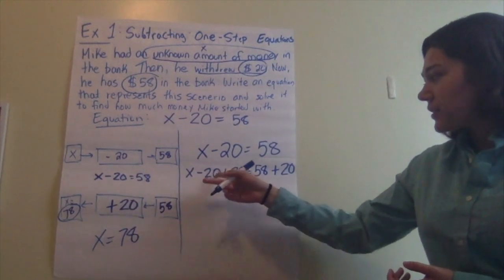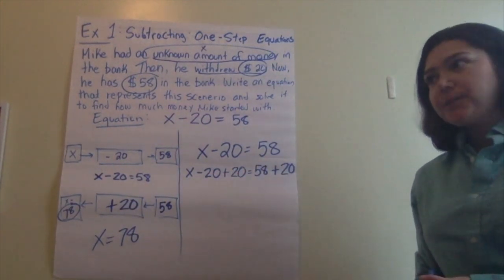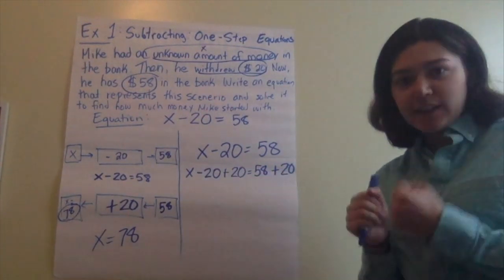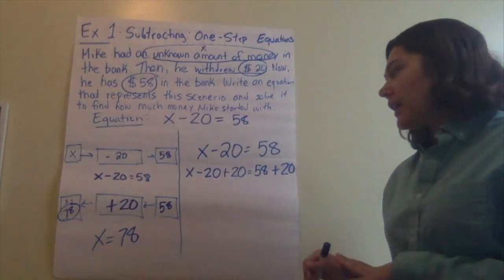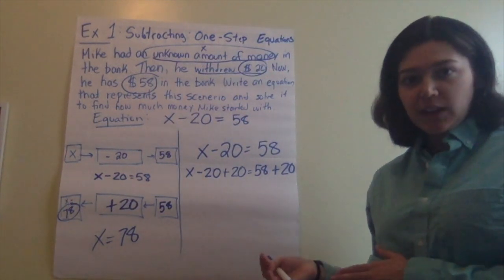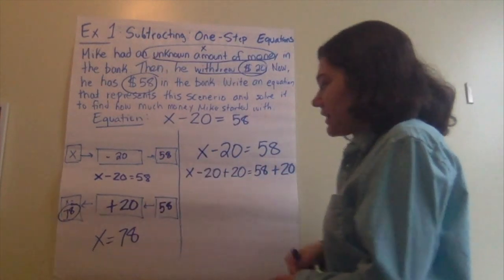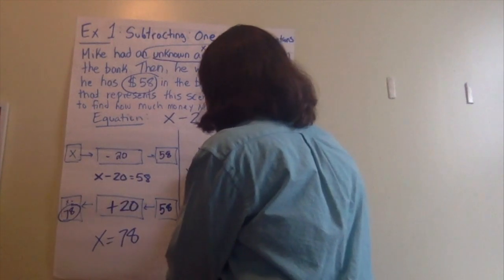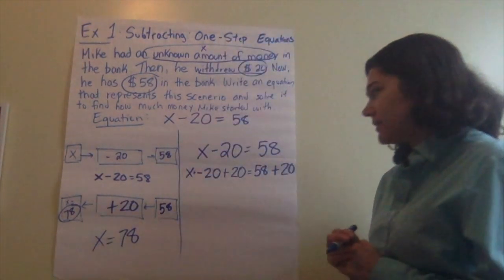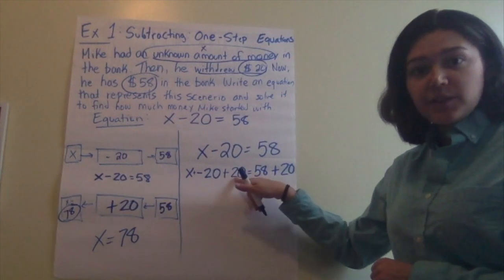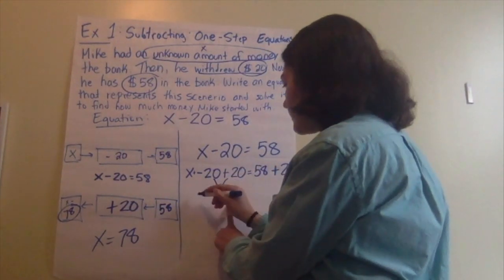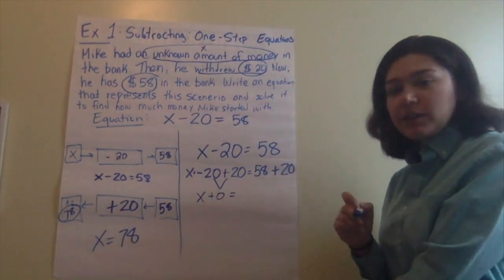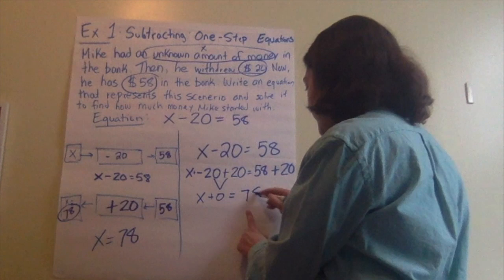We have x minus 20 plus 20. Well, probably we can get in our heads that if you subtract 20 and you add 20, you're getting 0. That's going away. But if that's not clear, we can do what we've been doing all along, which is think of this subtracting 20 as adding a negative 20. So this is adding negative 20. Negative 20 plus 20 is 0. So we have x plus 0 equals 58 plus 20, which is 78.